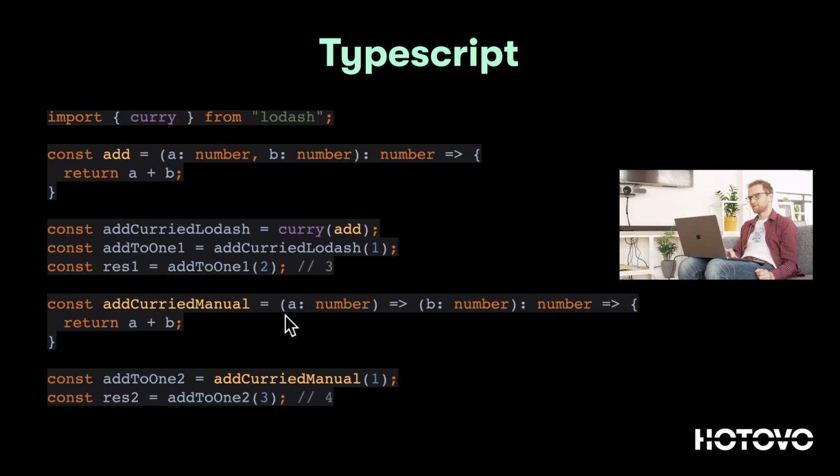I'm taking a number and I'm returning a function which accepts another number and returns a number. And this is the implementation. And it's called in a similar fashion as the one automatically created by the curry function in Lodash.